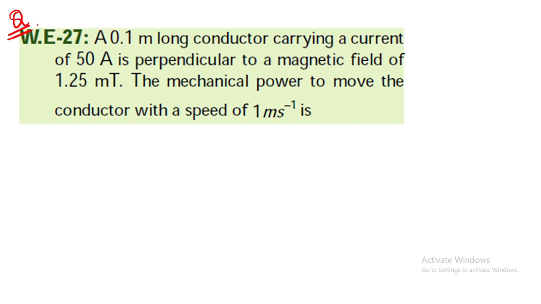So the question is: a 0.1 meter long conductor carrying a current of 50 ampere is perpendicular to the magnetic field. And the magnetic field is 1.25 millitesla. Now the mechanical power to move the conductor with a speed of 1 meter per second is? Calculate.